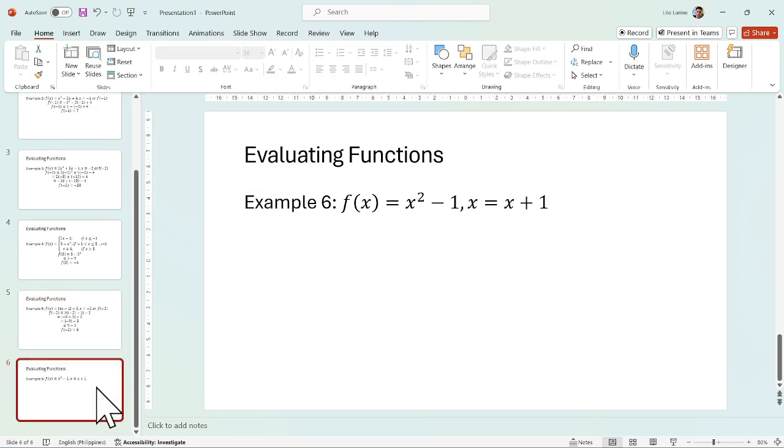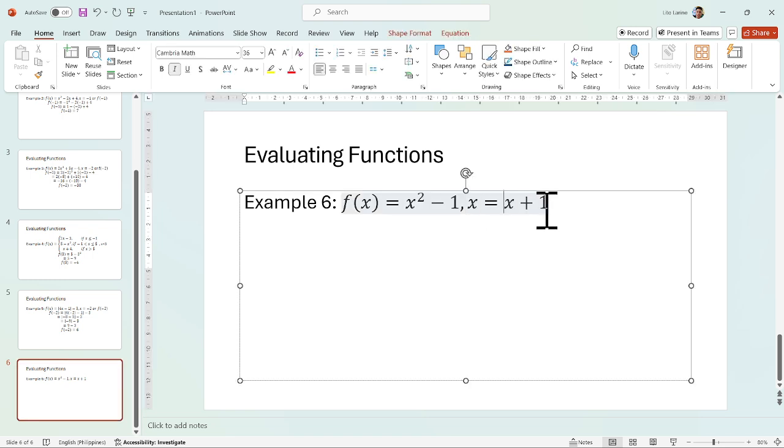And we have our last example, wherein the specified value of our variable is also an expression. This is x plus 1. We can also write this as f of x plus 1. See, this is also an expression. When we evaluate functions, we do not always have a number or a specified value, but it can also be another expression. But we will be doing the same: we will still substitute and then simplify our function.